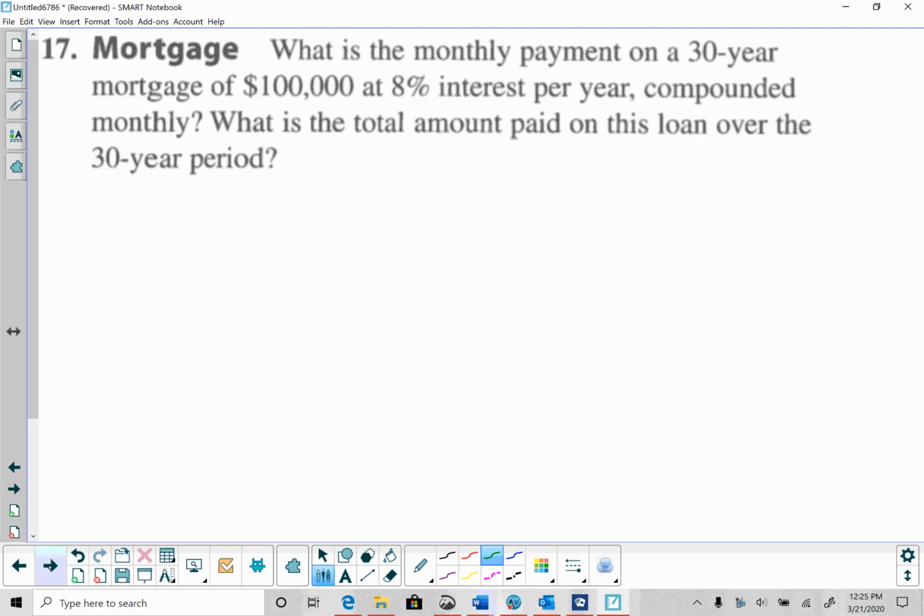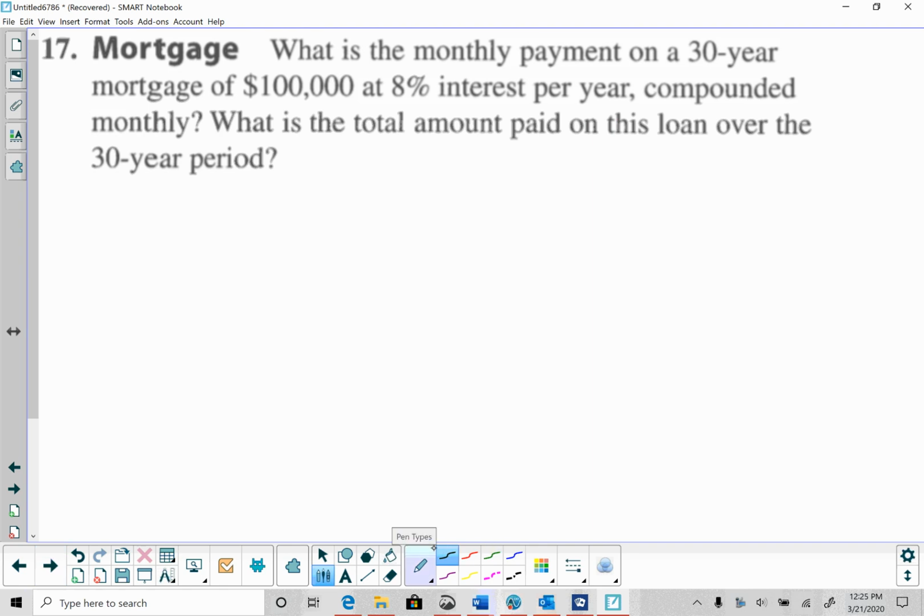All right, 17, yay, the word that strikes fear into most adults, mortgage. We're looking for the monthly payment on a 30-year mortgage, $100,000, 8% interest per year. As usual, it's compounded monthly. And then here's the really shocking part, the total amount paid on this loan.